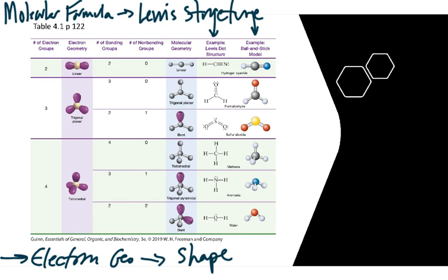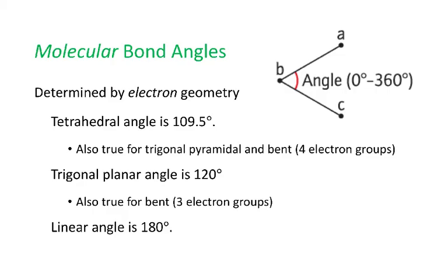Okay, one last thing here about bond angles specifically. Bond angles are not given on this chart, but we did talk about them in our walkthrough. So here we go again. Molecular bond angles are determined by electron geometry. So it doesn't really matter exactly what the shape is. What matters is the electron geometry that it came from. So if it's a tetrahedral electron geometry, the angle is 109.5, regardless of if there are lone pairs or not.